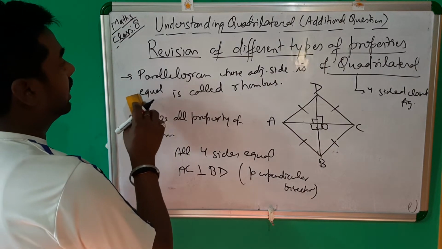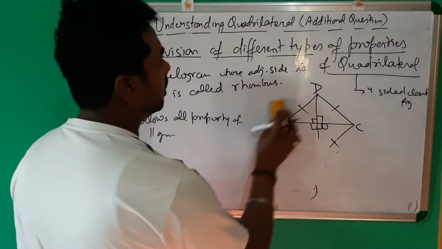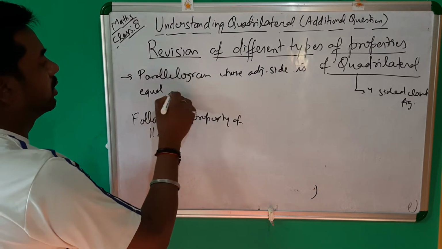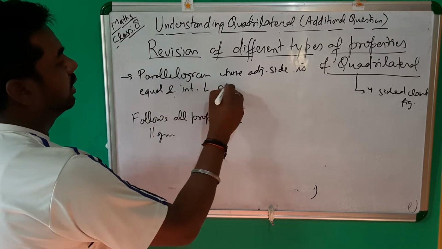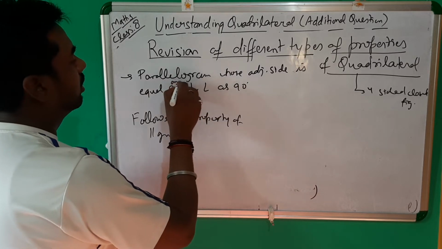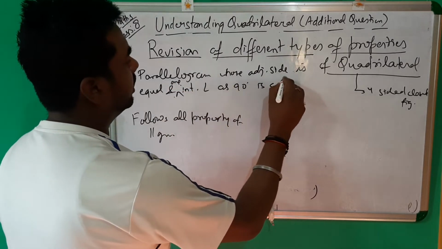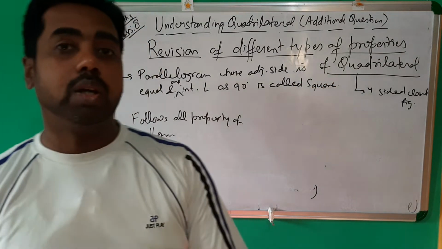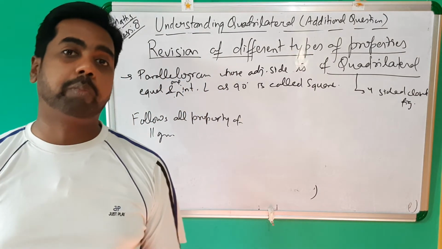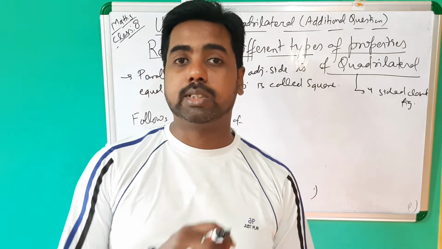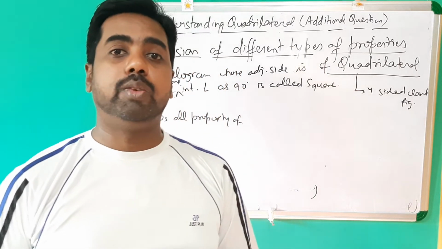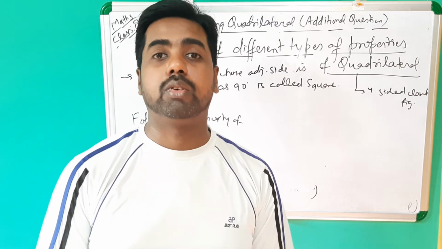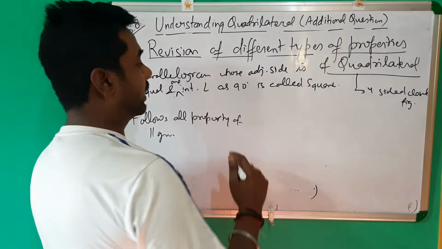And the next is the parallelogram with adjacent sides equal and one interior angle as 90 degrees, which is called a square. So a square is that quadrilateral which follows all the properties of a parallelogram, rectangle as well as rhombus. You will see a square is the only quadrilateral which holds all the properties of a parallelogram, all the properties of a rectangle as well as all the properties of a rhombus.